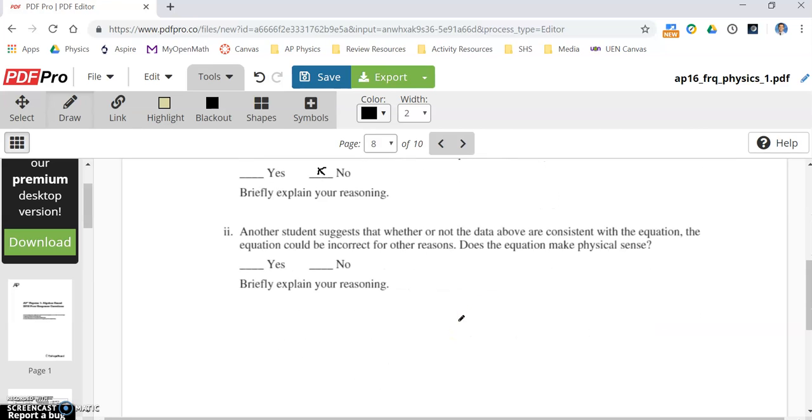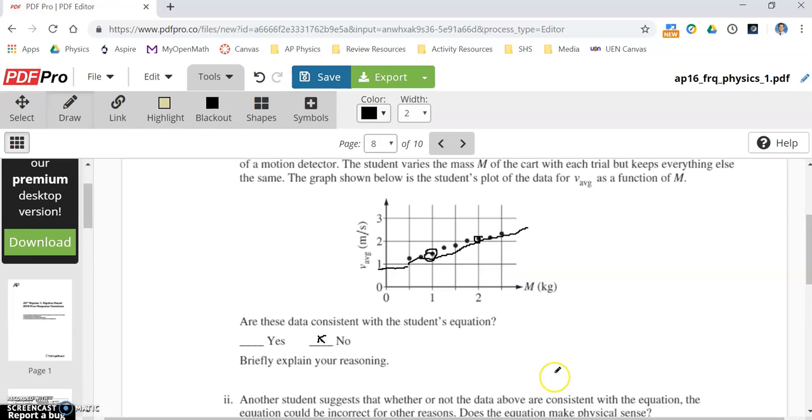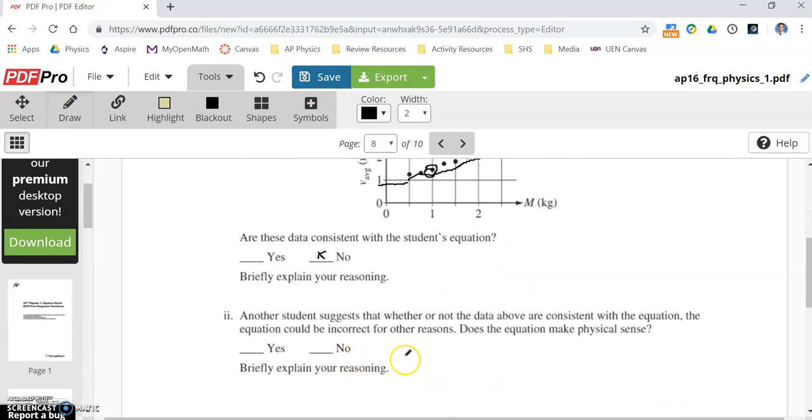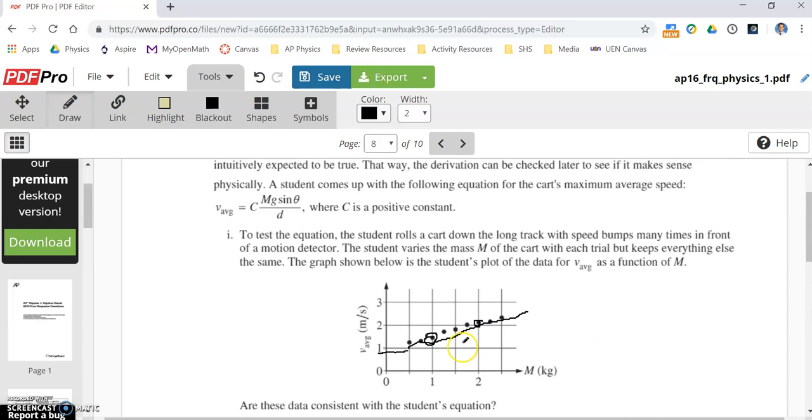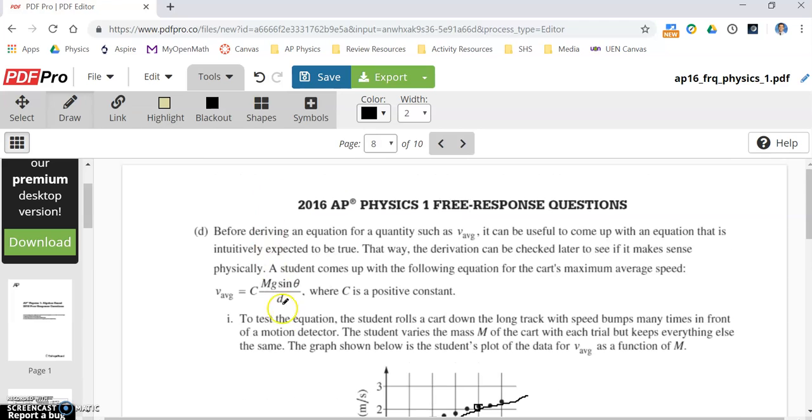Last question about this equation. There may be a problem with the equation for other reasons. Does the equation make physical sense? So does it make physical sense? Let's think about what's happening in the physical situation. We already talked about m. Let's talk about g. We know that when g goes up, v should go up as well. More gravity, more velocity. That looks like it lines up.